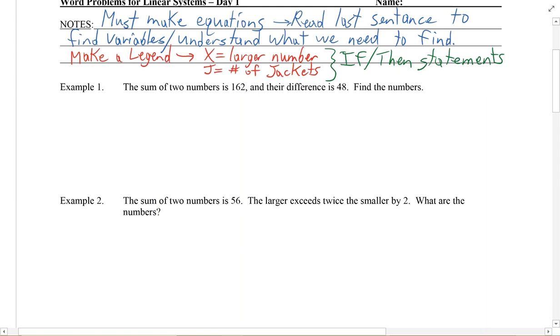The sum of two numbers is 162 and the difference is 48. Find the numbers. Let's underline a few things. First of all, sum. What is meant by sum? The answer to an addition. So you've got to have one equation where you're doing an addition. What does difference mean? Subtraction. So one equation must be a subtraction.